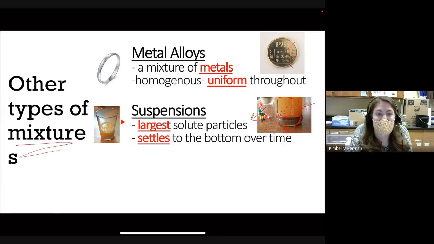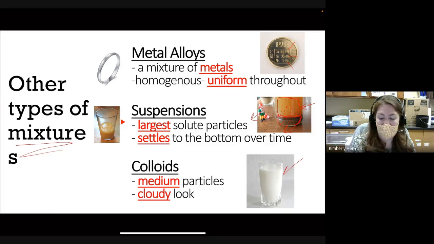Now, our last one is our colloids. Our colloids are going to have medium particles as compared to our suspensions, and they have a cloudy look to them. So if we take a little bit of milk and we add water in it, it has that cloudy exterior to it. So these are the other types of mixtures that we can look at. So we have our big homogeneous and our heterogeneous. Then we have our metal alloys under our homogeneous. Then our suspensions and colloids underneath our heterogeneous. So thanks for watching and have a great day.